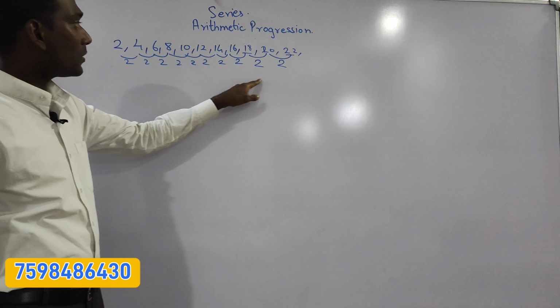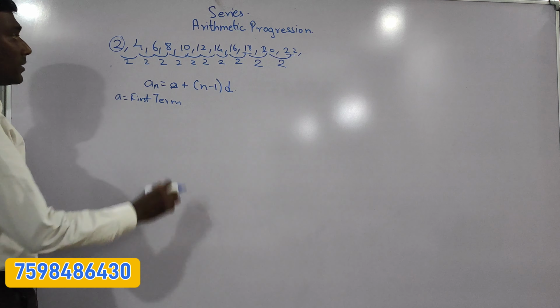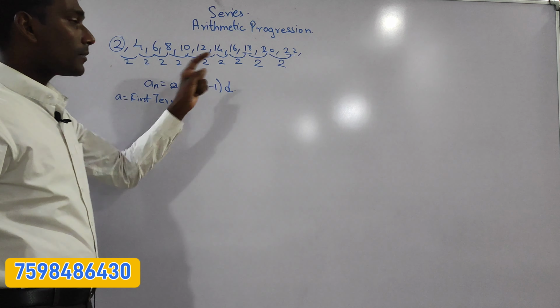Okay. Now, here there is an important formula, that is an is equal to a plus n minus 1 into d. Now for example, what is the meaning of this a? A is always the first term. So in this case, my a is 2. N is number of terms. Maybe here it is 11 terms.